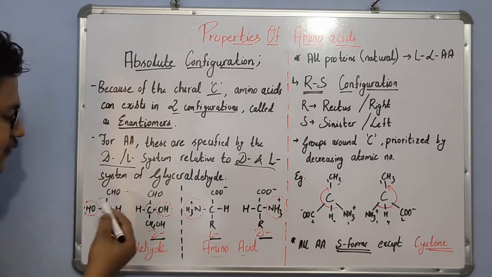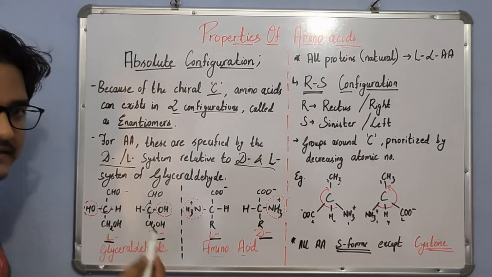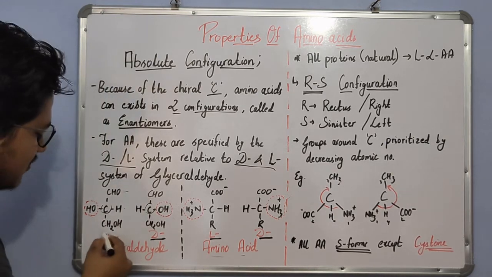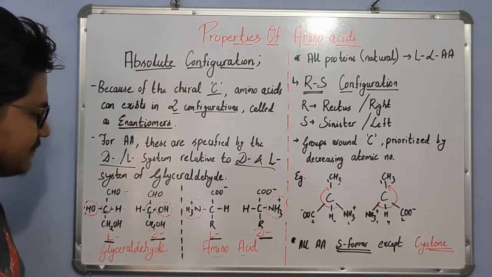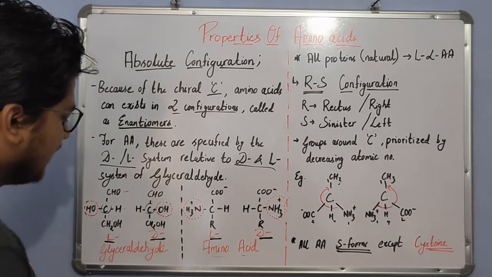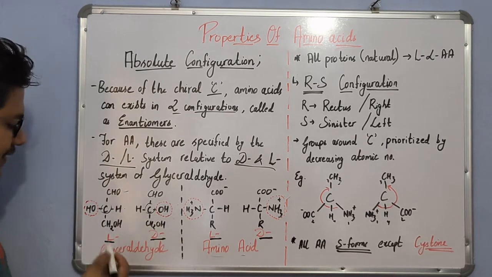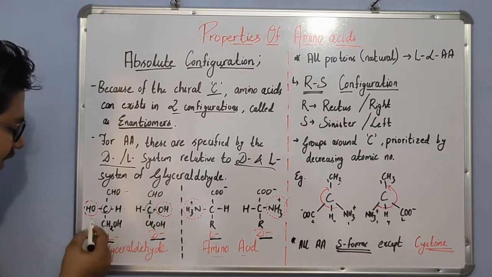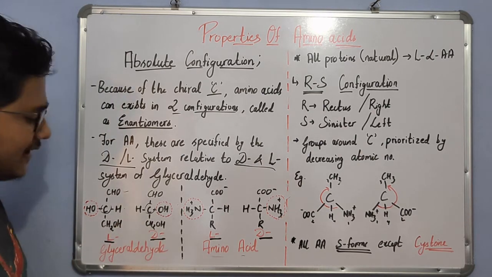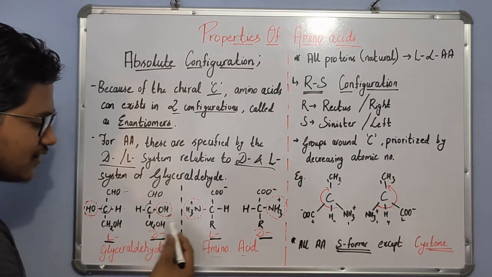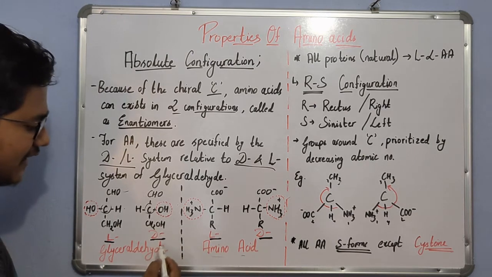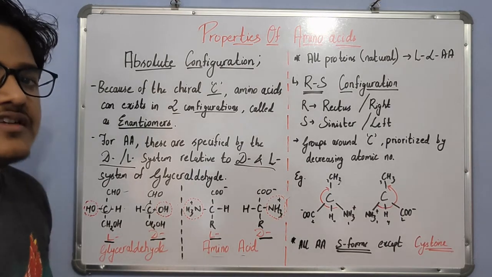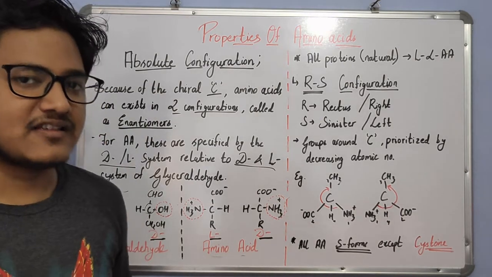In this case, the 4 different groups are a CHO, that is the aldehyde group, an alcoholic group, a hydrogen atom, and a methyl alcohol, that is CH2OH. So when the OH group is present on the left hand side of this arrangement, it is called L-glyceraldehyde. Whereas when the OH group is on the right hand side in this arrangement, it is called D-glyceraldehyde. And this similar notation is followed for the amino acids as well.